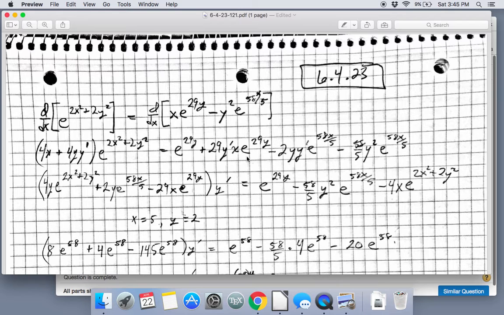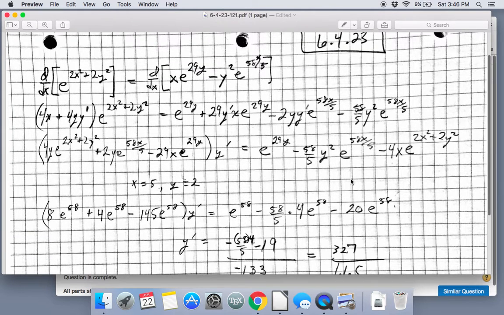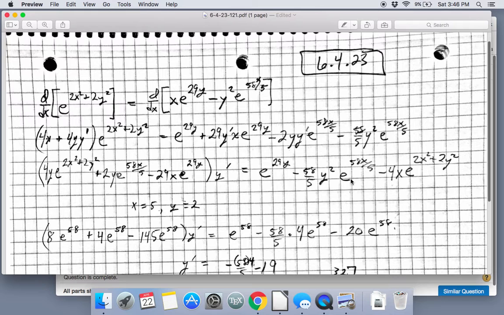Now the idea is to isolate the y prime. So I do that by taking all the y prime terms. There's one of them on the left-hand side and two of them on the right, and I put them all together and factor out the y prime. Okay, and we've got this big ugly equation in x's and y's and y prime that has to be satisfied. Now the goal is to figure out the equation for a tangent line to the curve given by that original equation at the point (5, 2).